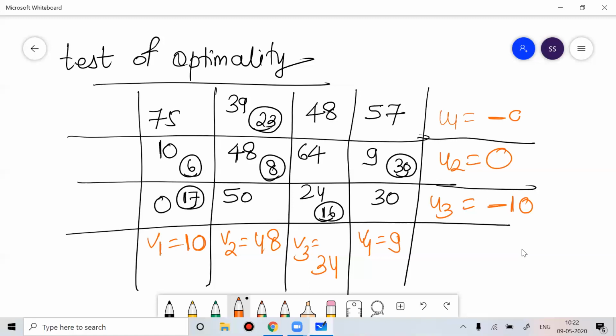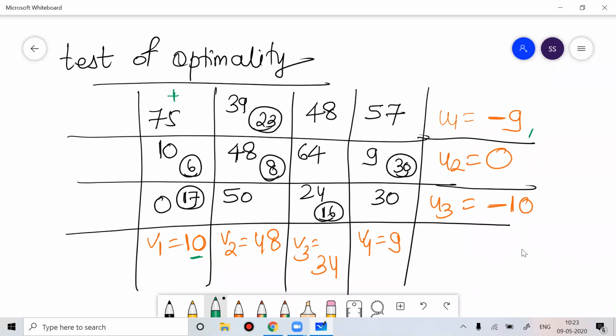Once you have found the values of U1, U2, U3, V1, V2, V3, V4, once that part is done, now I'll see the allocation for the unoccupied cells, whether they are positive or negative. So for all the unoccupied cells, you see the values. So suppose this is 10. So 10 plus 10 minus 9 is plus 1. So 78 minus plus 1, it should be positive only.